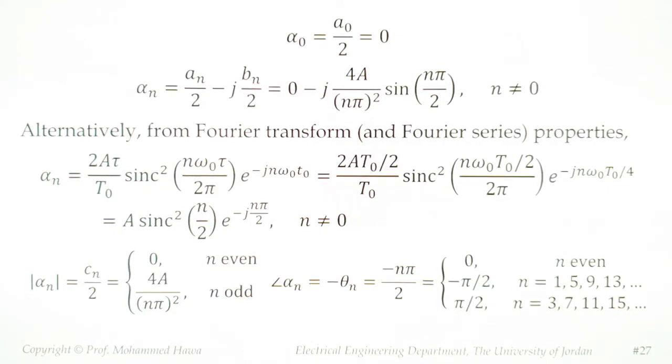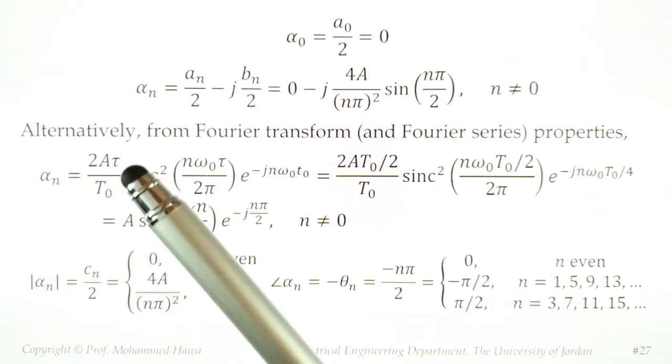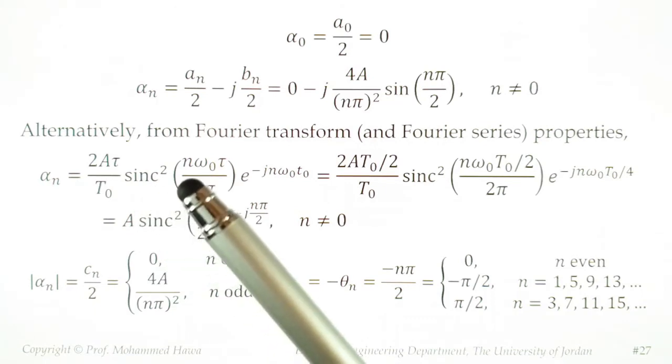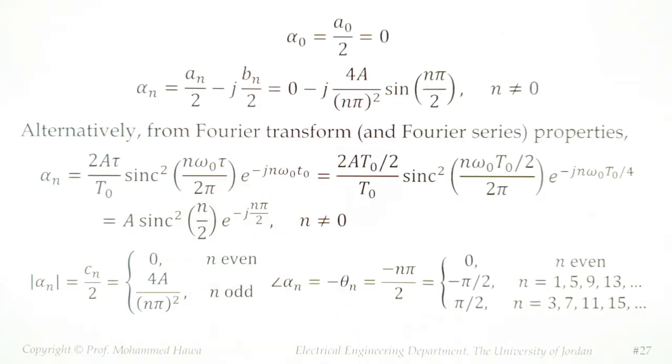Alternatively, you could try Fourier transform and Fourier series properties to come up with the solution for this specific example, based on the solution we had for a generic repeated triangular signal, which I hope you already memorized. Alpha n equals A tau over T naught sinc squared of n omega naught tau over 2 pi. However, notice here I modified my answer because of the changes I made between the general repeated triangular signal and this specific repeated triangular example.